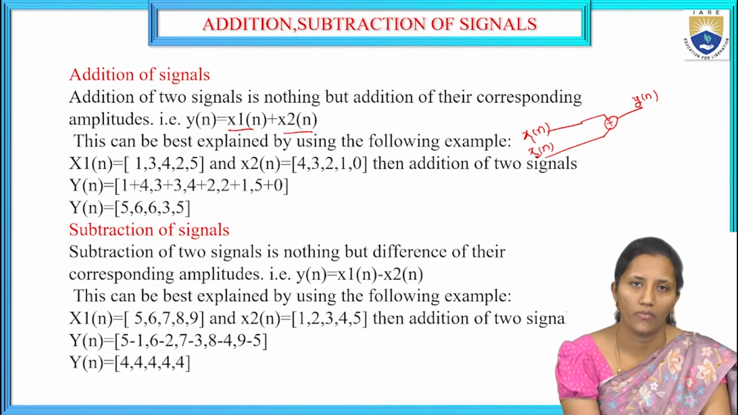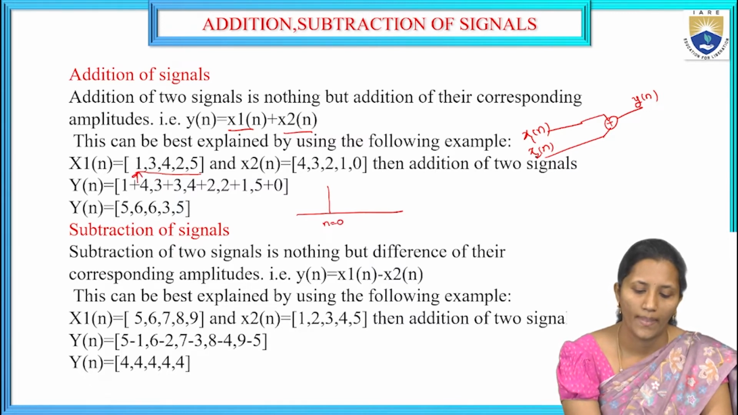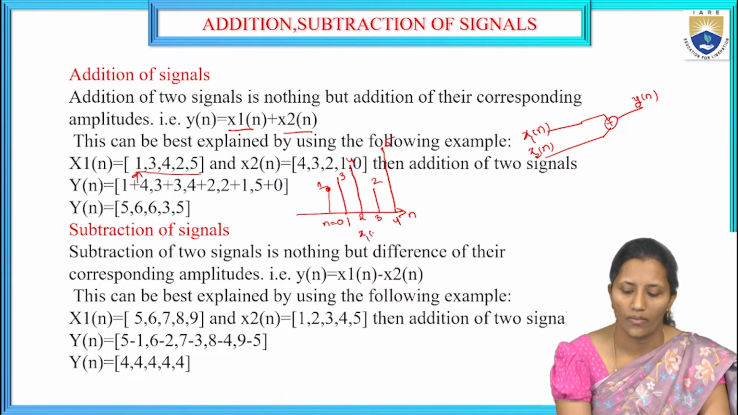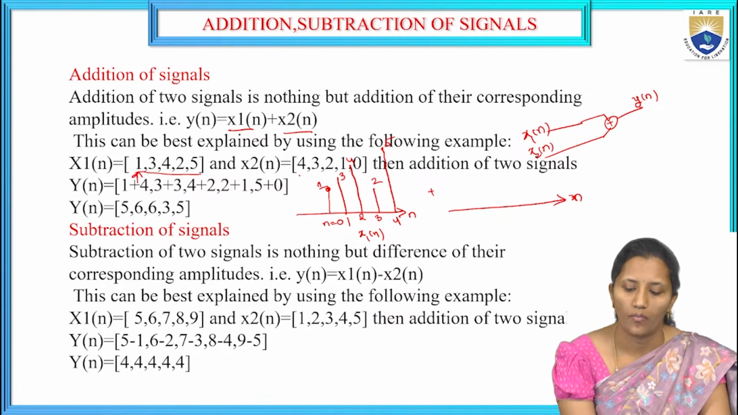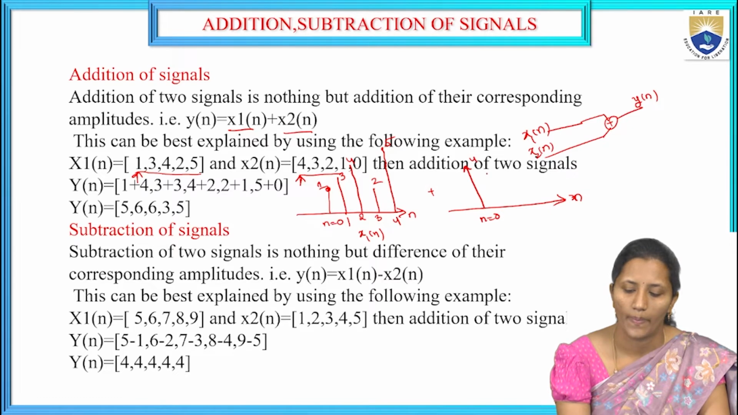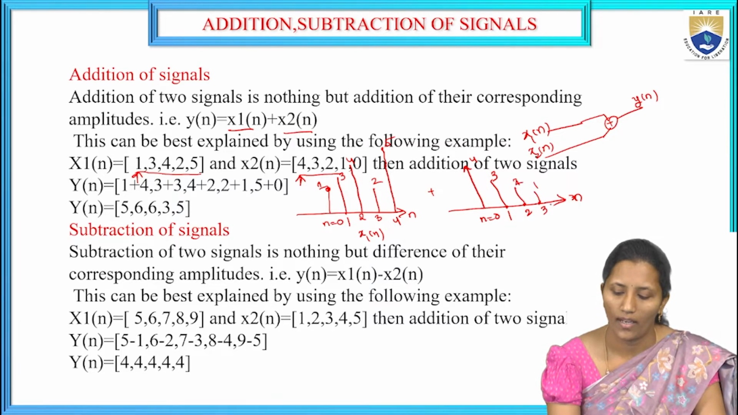For example, I am taking x1 of n with sample values 1, 3, 4, 2, 5. At n is equal to 0, the magnitude of x1 of n is 1. At n is equal to 1, the amplitude is 3. At n is equal to 2, it is 4, at n is equal to 3 it is 2, and at n is equal to 4, the magnitude is 5. So this is x1 of n. We are adding this x1 of n with the x2 of n sample values. Here for x2 of n, I am taking the sample values 4, 3, 1, 1, 0. At n is equal to 0, the magnitude is 4, at n is equal to 1, the magnitude is 3, at n is equal to 2, the magnitude is 1, at n is equal to 3, the magnitude is 1, and at n is equal to 4, it is 0.